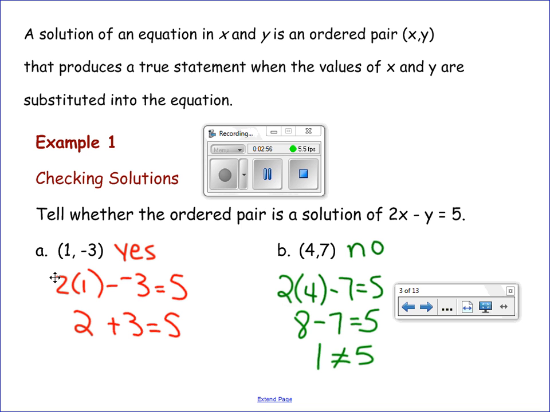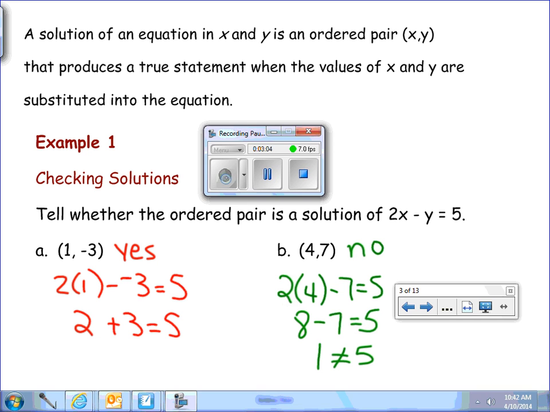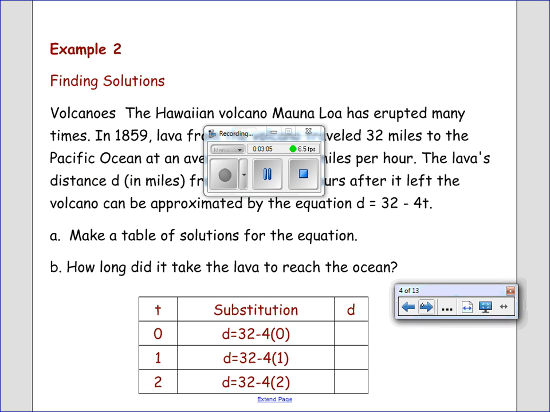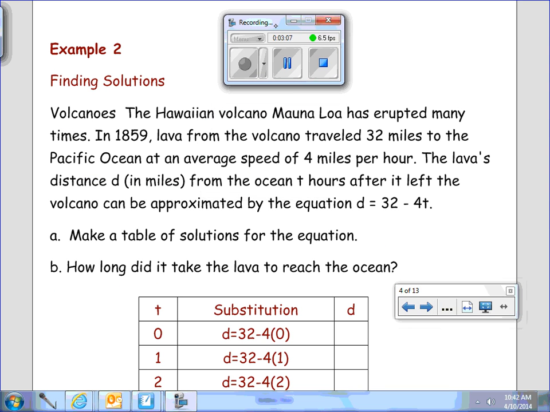In B, when we substituted those values for x and y, it shows that B, the 4 and the 7, is not a solution for that equation. So, finding solutions.